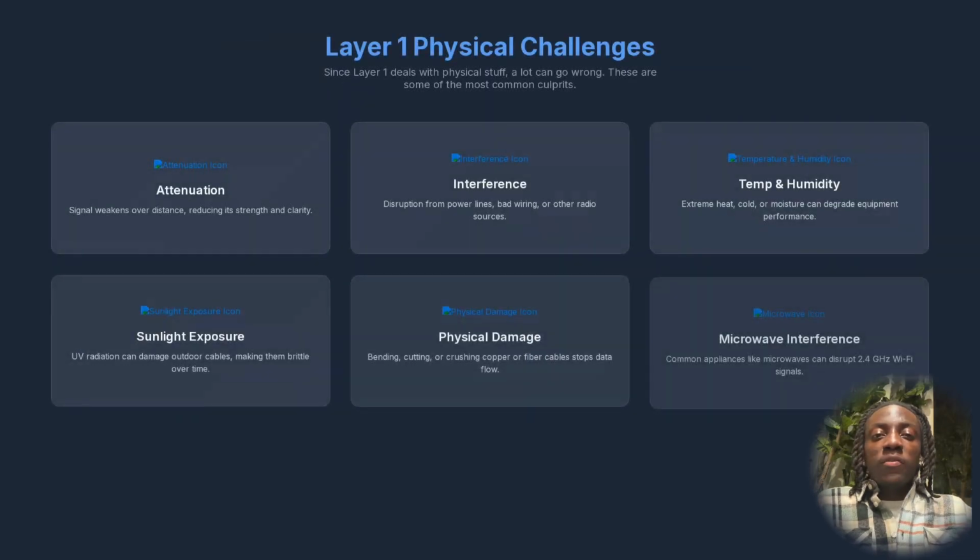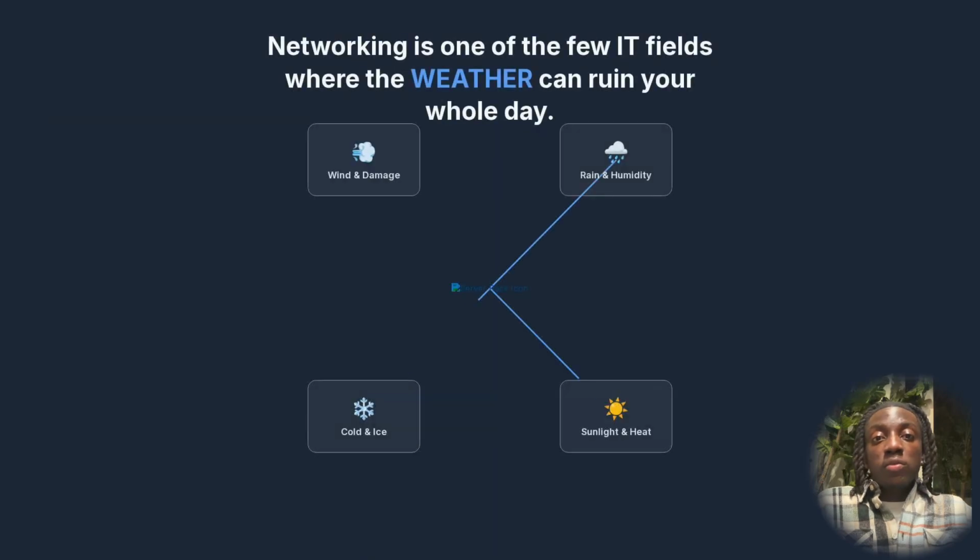Since layer 1 deals with physical stuff, a lot can go wrong. Attenuation, signal weakens over distance, interference from microwaves, power lines, bad wiring, temperature and humidity, sunlight exposure, bending damage to fiber or copper. Networking is one of the few IT fields where literally the weather can ruin your whole day.